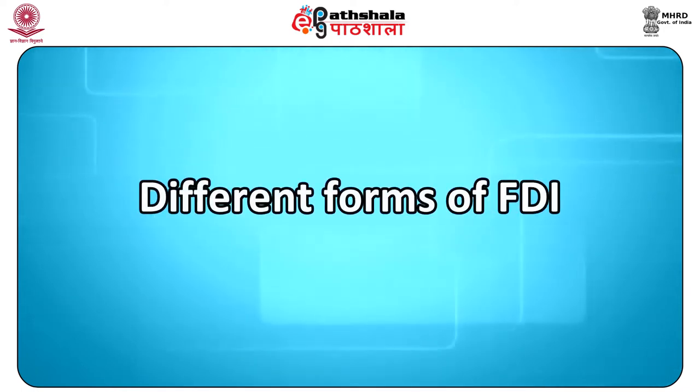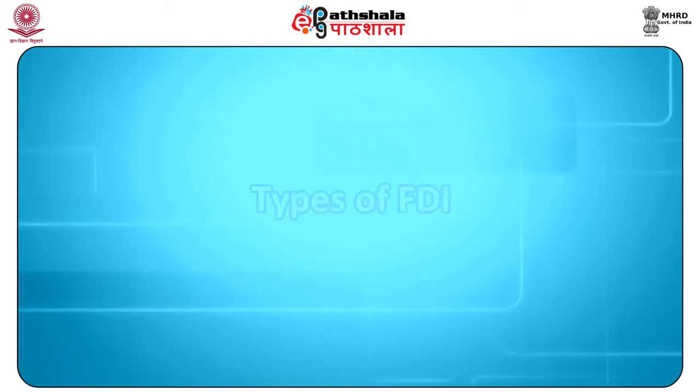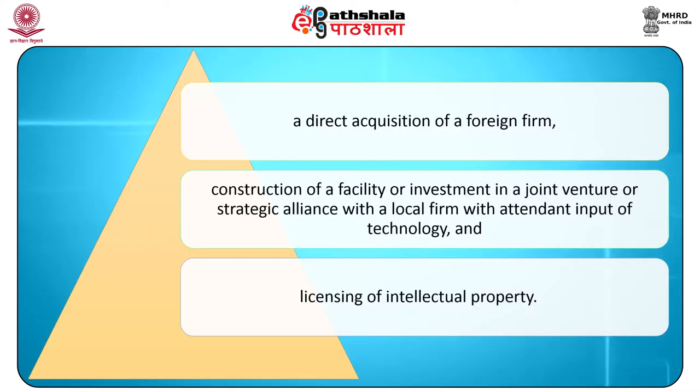Next is different forms of FDI. Types of FDI. There are different types of foreign investment. With rapid growth and change in global investment patterns, the scope of FDI has been broadened to include the acquisition of a lasting management interest in a company or enterprise outside the investing firm's home country. As such, it may take many forms such as A. A direct acquisition of a foreign firm, B. Construction of a facility or investment in a joint venture or strategic alliance with a local firm with attendant input of technology, and C. Licensing of intellectual property.